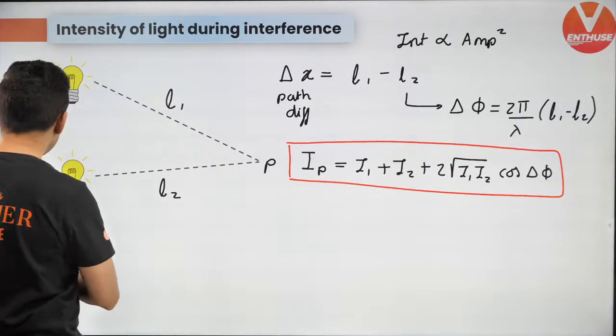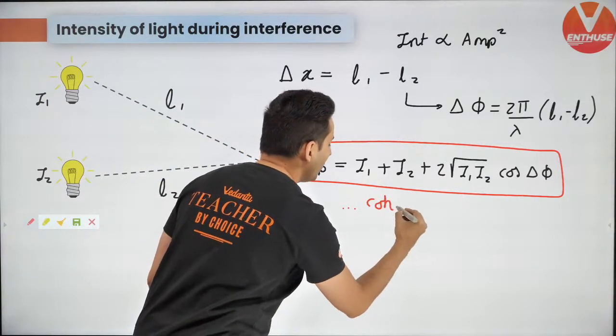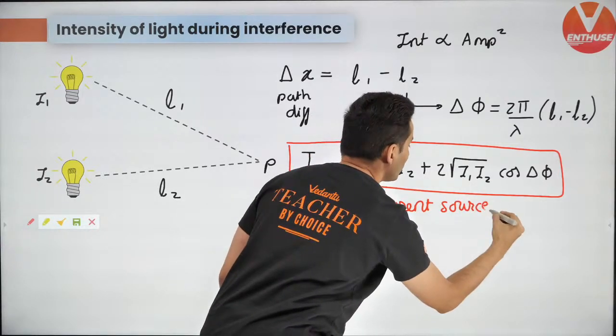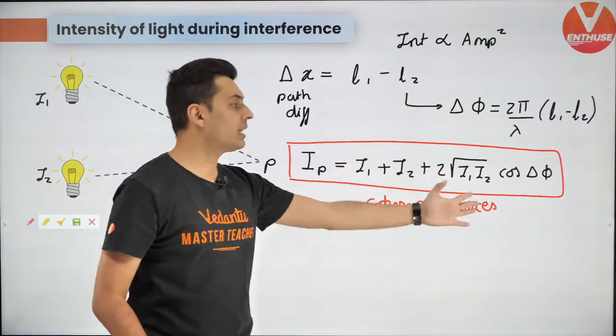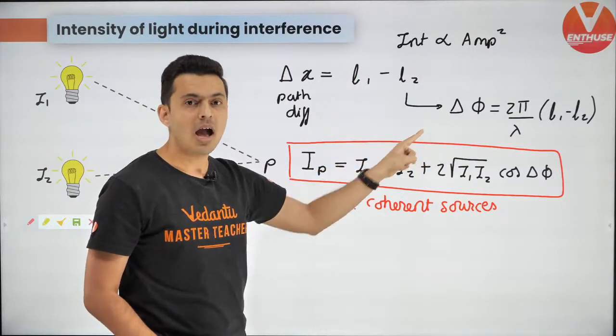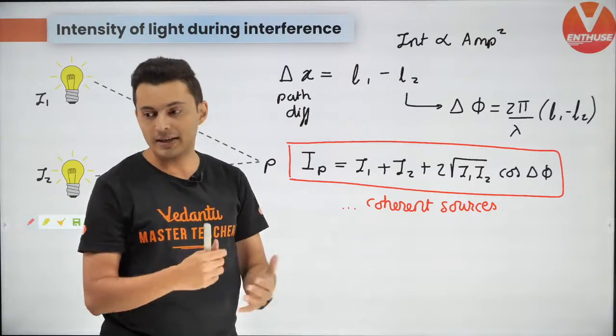In fact, this formula, keep in mind, is only applicable for coherent sources, because it is predictable. I know what the phase difference is. I know how much the difference in phase between the two waves will be, because they are predictable, they are in sync.